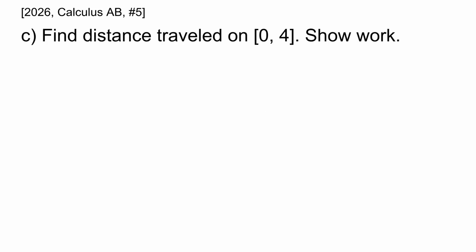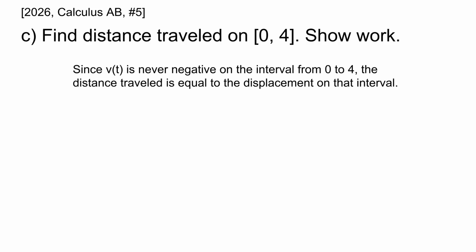In part C of this question, we are asked to find the distance traveled by the remote control car on the closed interval from 0 to 4 and to show our work. It's worth noting here that since v of t is never negative on the interval from 0 to 4, the distance traveled is equal to the displacement on that interval. We're not going to have to worry about absolute value here.